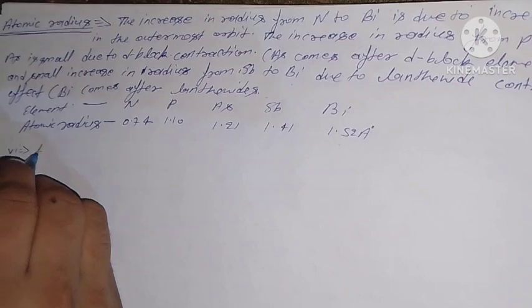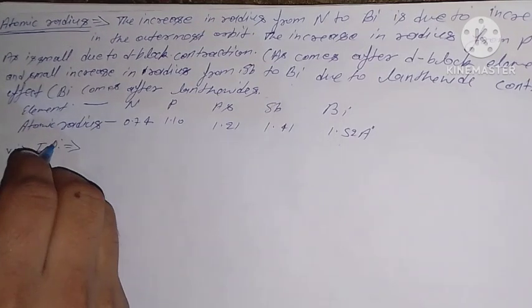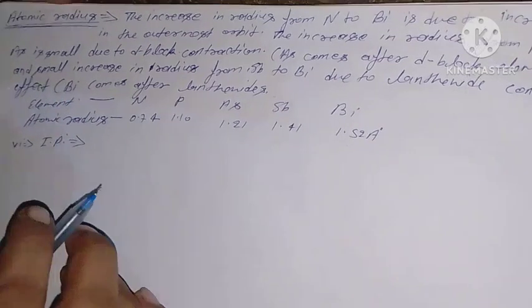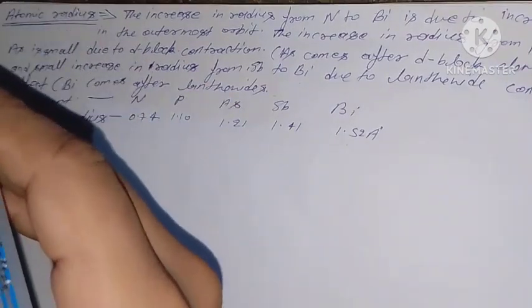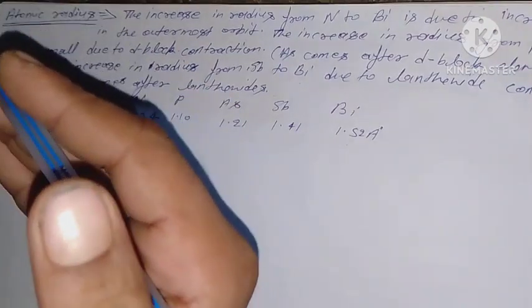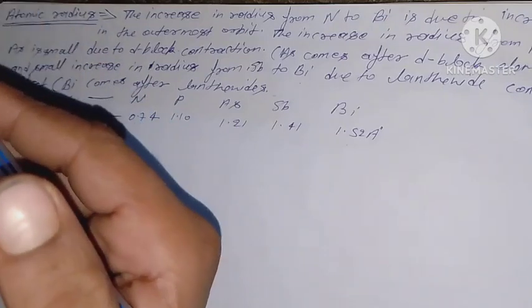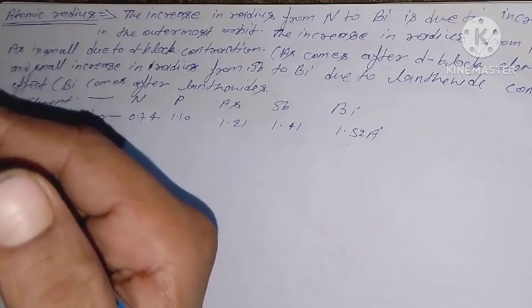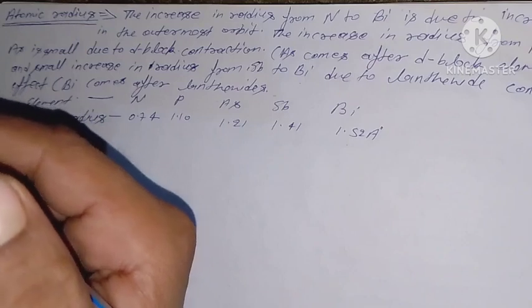Ionization potential, 6th point. What is the ionization potential of group 15 elements? That means nitrogen family elements. Okay. As we move down the group, the value of ionization potential decreases gradually due to increase in radius. The decrease in ionization potential from antimony to bismuth is small because bismuth has a high effective nuclear charge.